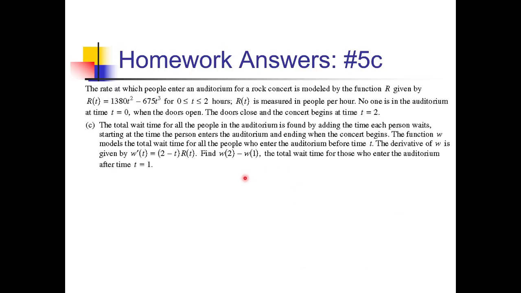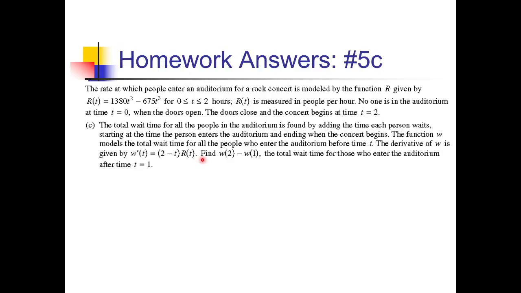For part C on this one, there's a little bit of reading. The total wait time for all the people in the auditorium is found by adding the time each person waits, starting at the time the person enters the auditorium and ending when the concert begins. The function W, which they're not telling us, models the total wait time for all the people entering the auditorium before time t. The derivative of W, they are giving us. It's this W prime, which is 2 minus t times r of t. Based on all that, they want us to find W of 2 minus W of 1, which would be the total wait time for those entering the auditorium after 1 hour.